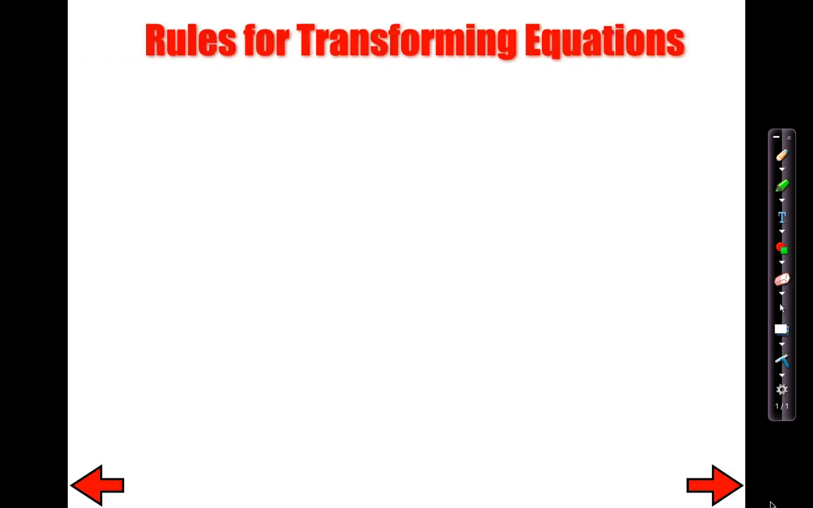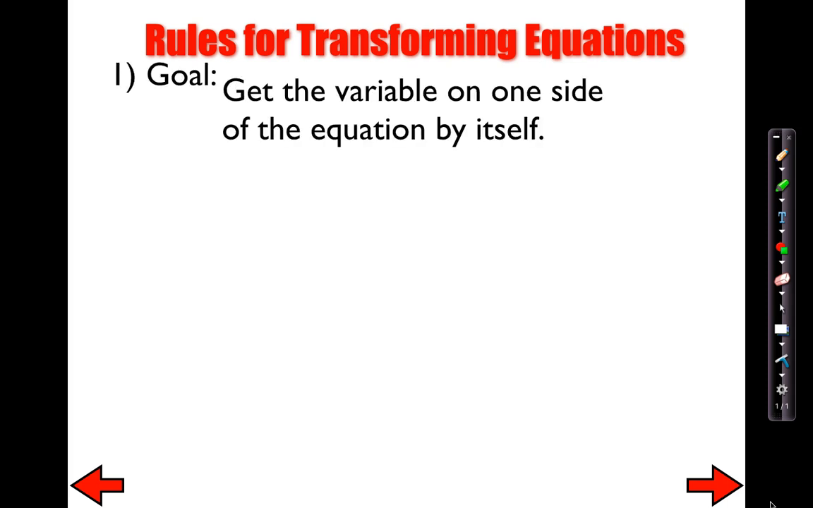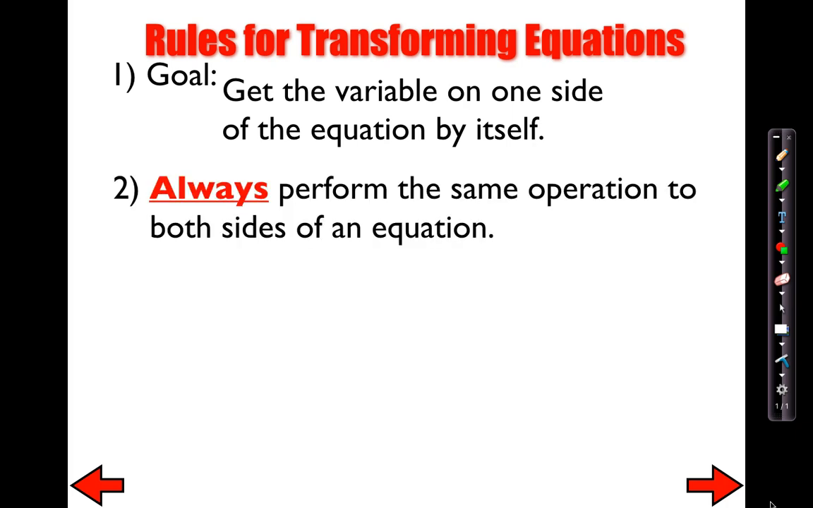So with that said, let's remind ourselves what the rules for transforming equations are, and then we can go ahead and jump into some examples. So number 1, our main goal is to always get the variable on one side of the equation by itself. You're often going to hear me say to isolate your variable. Number 2, always perform the same operation to both sides of the equation. This is going to allow the equation to remain balanced, and that means you're not changing the equation at all. You're just manipulating it to make it serve your purpose.